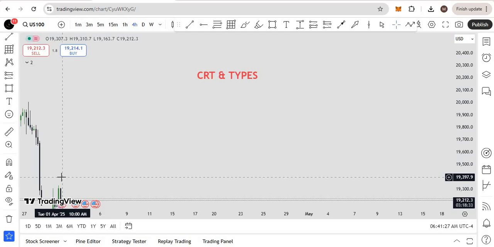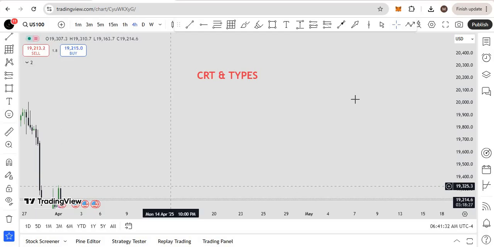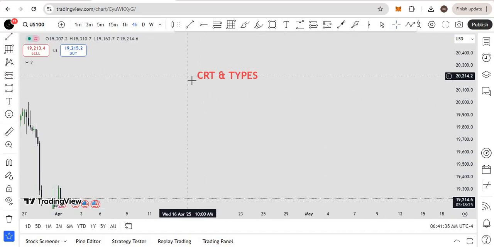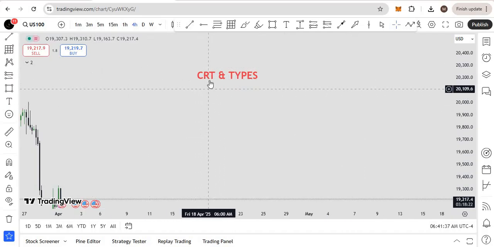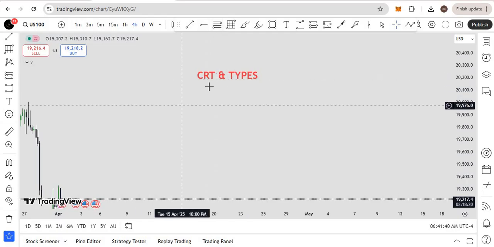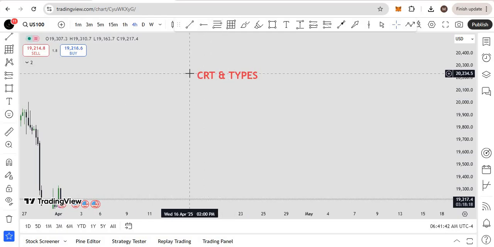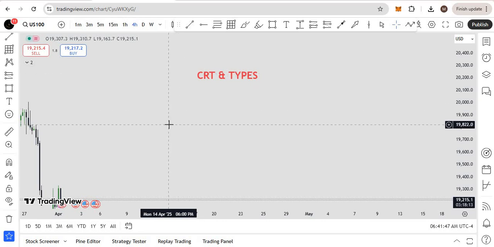So let's get started. First of all, what does CRT stand for? CRT stands for Candle Range Theory. Its concept basically came from the ICT's power of 3: accumulation, manipulation and distribution. In the CRT concept it becomes more detailed and open, and it is more preferable than accumulation, manipulation, distribution. CRT is simpler than AMD.